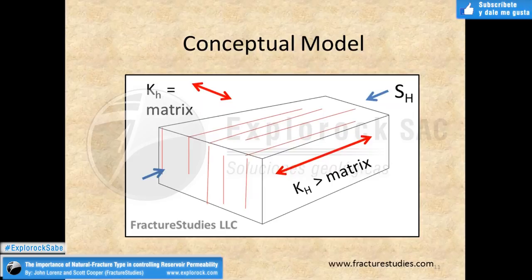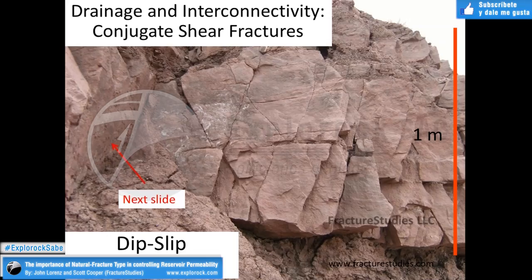Now, let's look at that other set of fractures, the shear fractures that John mentioned at the beginning of this. They have a distinctly different drainage and interconnectivity issues. These are conjugate shear fractures with a normal displacement shown in the photograph here. And they actually strike parallel to each other, but just like the extension fractures, we want to be able to physically look at the surface of the core or the outcrop.